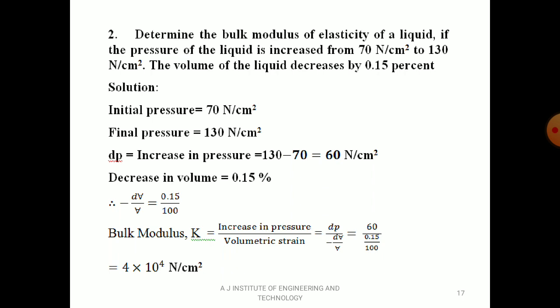Therefore bulk modulus K equal to increase in pressure divided by volumetric strain. So that is equal to dP divided by minus dV divided by V, that is 60 divided by 0.15 divided by 100. That is equal to 4 into 10 to the power 4 Newton per centimeter square. You need not convert the pressure value here. Otherwise, you can convert Newton per centimeter square to Newton per meter square by multiplying by 10 to the power 4. So you get the bulk modulus as 4 into 10 to the power 4 into 10 to the power 4, that is 4 into 10 to the power 8 Newton per meter square. This is the value of bulk modulus.